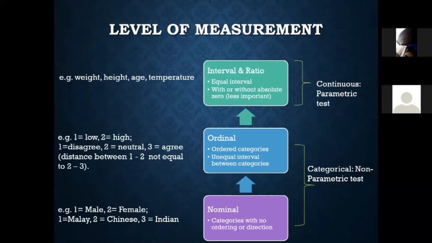So interval and ratio can be considered as continuous variables, whereas ordinal and nominal variables can be considered as categorical variables. For categorical variables, the only tests that we can use to analyze the data are non-parametric tests. But for continuous variables, we can go up to parametric tests. And there are so many options in parametric tests that have no equivalent in non-parametric tests.